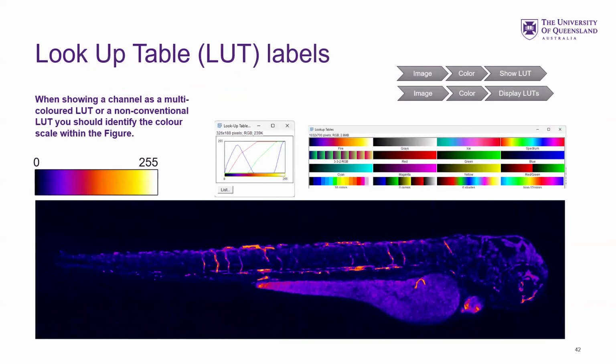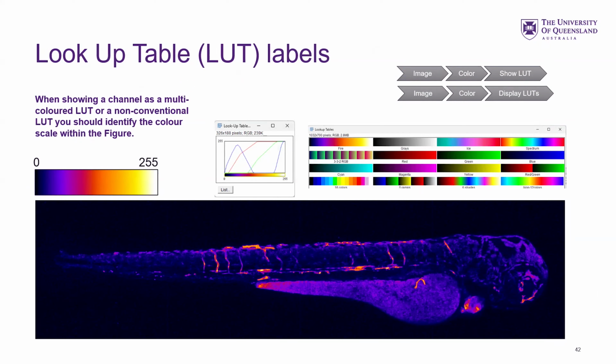If you show a single color image with a multicolor lookup table, or a non-conventional lookup table, you should always have that lookup table shown with the data. So you need a copy of it. How do you get a copy of it? Well, you can go to Show LUT, and that will give you this, which has a copy of it down the bottom. Or you can go to Image, Color, Display LUTs, which has all the lookup tables that you have.